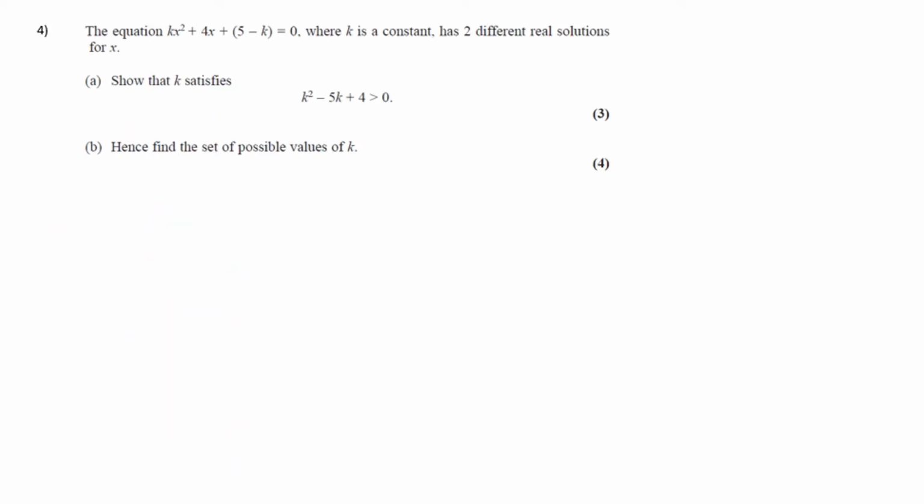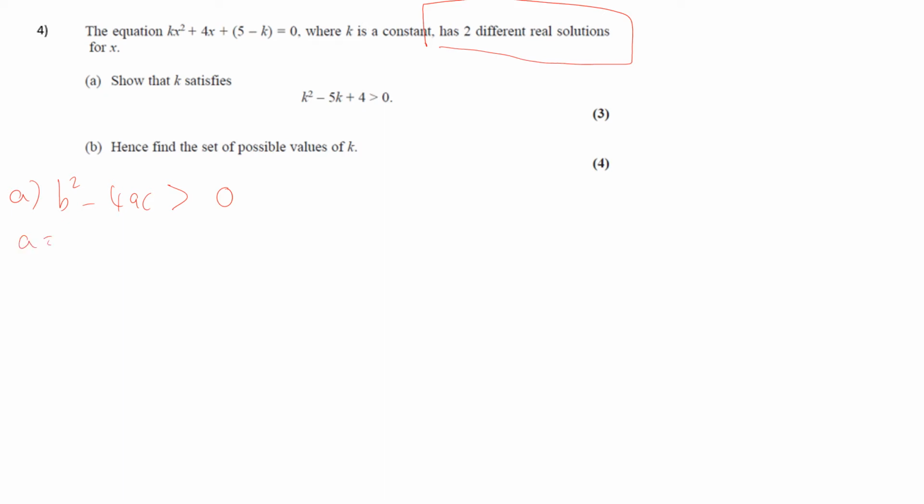Okay, here's question 4. Now the point about question part A is it's got 2 different real solutions. That means, and you must state this, that the discriminant b squared minus 4ac must be positive, must be greater than 0. You must state that. Okay, that's 1 mark for doing that.